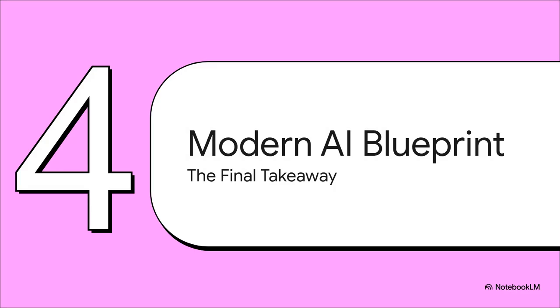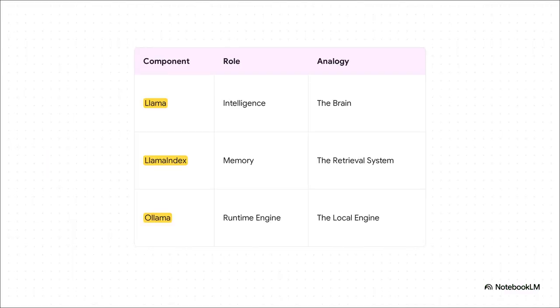Okay, let's bring it all home and lock in the simple but powerful blueprint you've just learned for building modern AI applications. This is the clean mental model you should take away. If you remember anything, remember this. Llama is the brain, providing the intelligence. LlamaIndex is the memory, providing the retrieval and context. And Ollama is your local engine, making it all run smoothly on your machine.